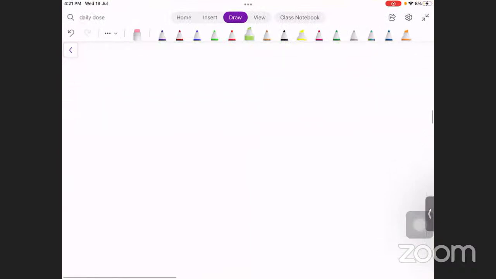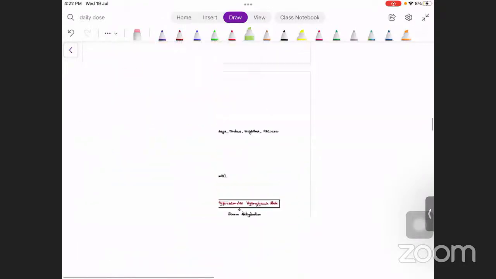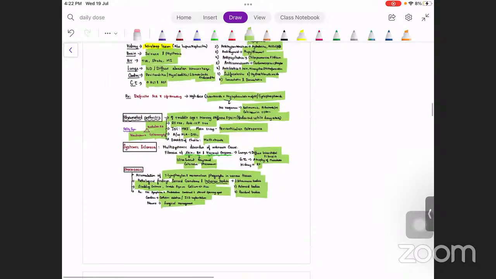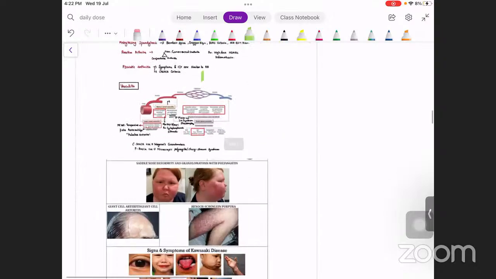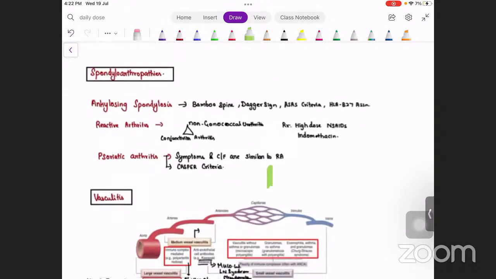Another important MCQ that you have to remember in terms of your rheumatology: rheumatoid arthritis, SLE, systemic sclerosis, and sarcoidosis are the main ones. Apart from that, speaking about the spondyloarthropathies, ankylosing spondylitis shows the bamboo spine, dagger sign, ASAS criteria, and HLA-B27 association.